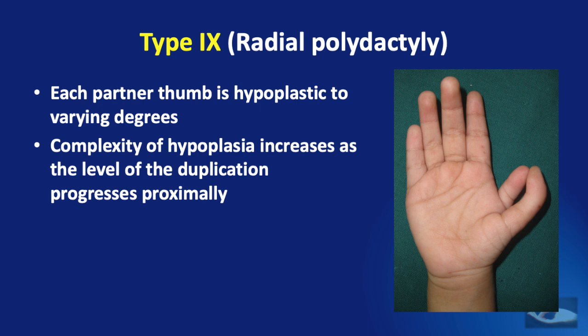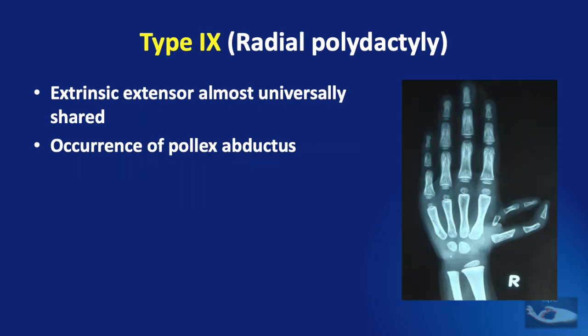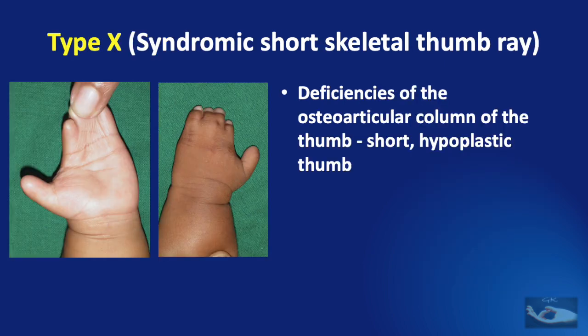The hypoplastic thumb seen in radial polydactyly is classified as type 9 according to the Upton classification. Each partner of this duplicated thumb is hypoplastic to varying degrees, and the complexity of hypoplasia increases as the level of duplication progresses proximally. The extrinsic extensor is almost universally shared between these two partners, and the occurrence of pollex abductus is very common. The final category in the Upton classification is type 10, which is known as the syndromic short skeletal thumb ray.